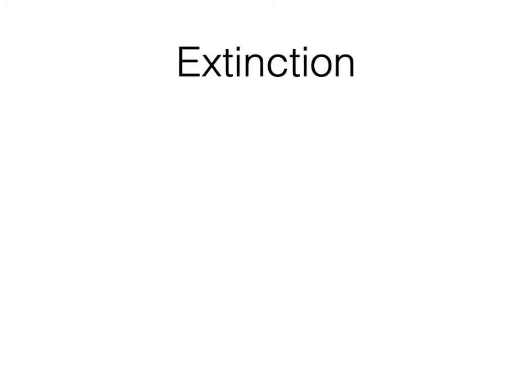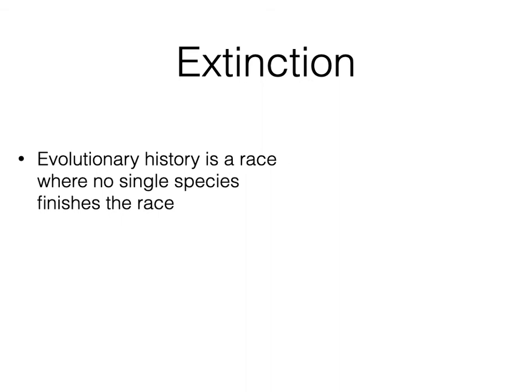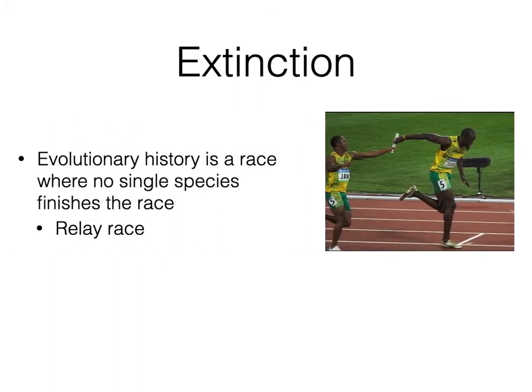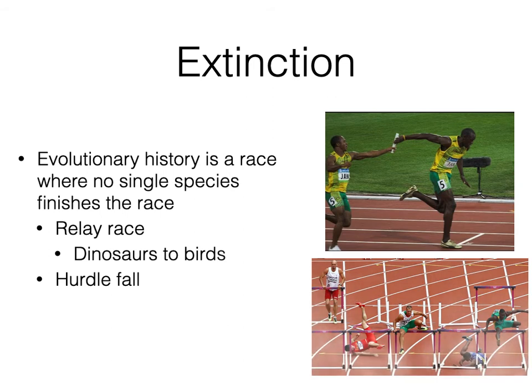So evolutionary history is a race where no single species finishes the race, right? As we were talking about. And again, to drive this point home, the question is, is a given lineage going to run this race like a relay in which they pass on their genes, pass on their characteristics to the next species that evolves from that population? So we can think about dinosaurs to birds and many other species, Homo erectus to Homo sapiens, that being a relay race where one member drops out.